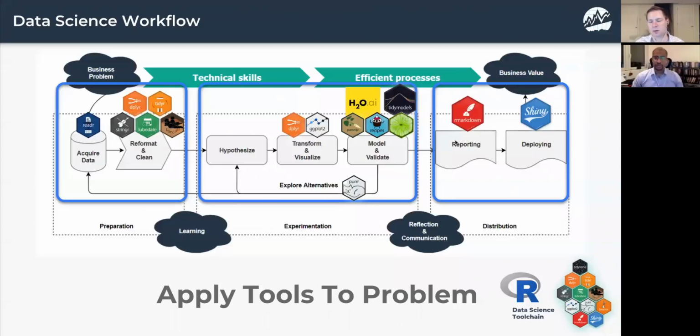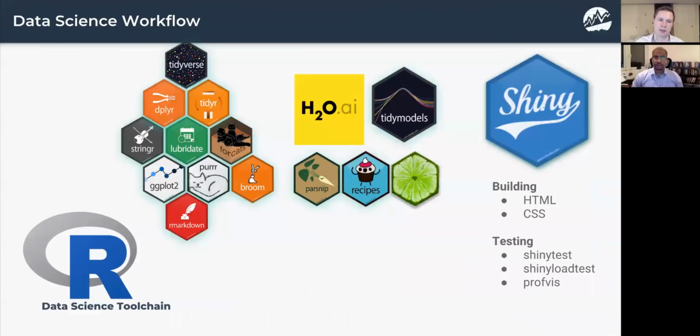And then you get into production, where you're developing reports with R Markdown, and then we've got the topic for today, which is deploying web apps, which is Shiny. So we've got this really comprehensive tool chain, and you can see it's kind of organized. You've got the basics here, you've got the machine learning, and then you've got the apps.